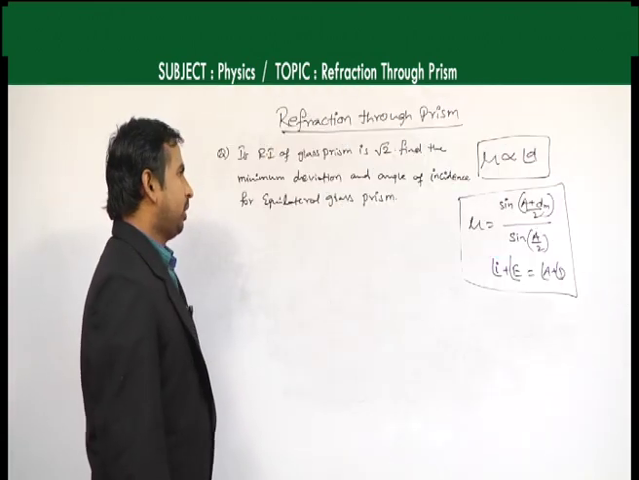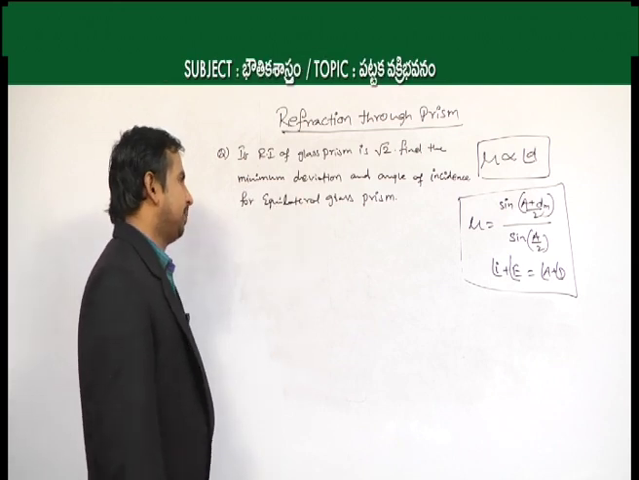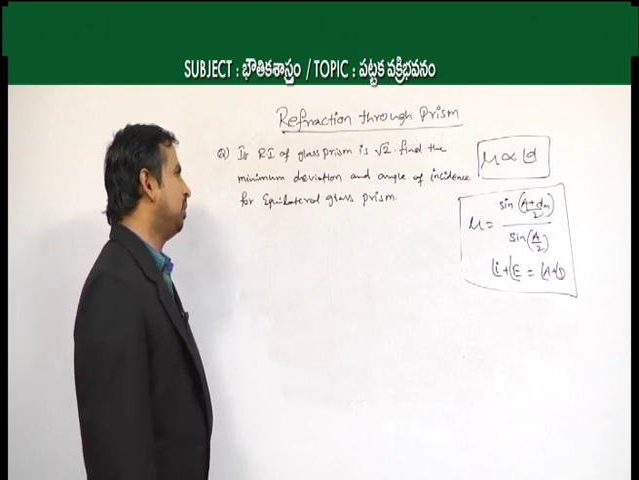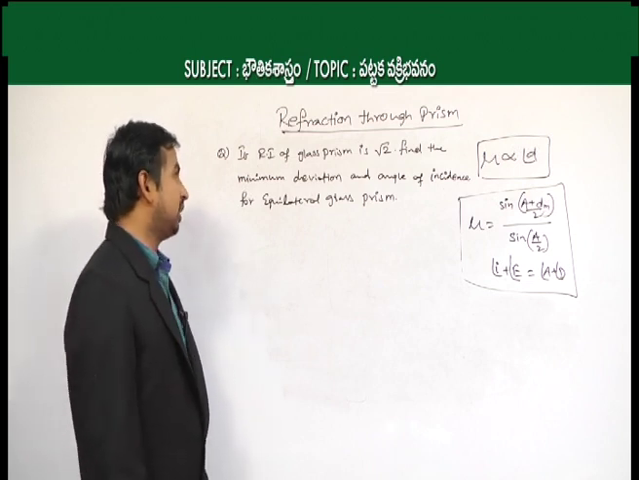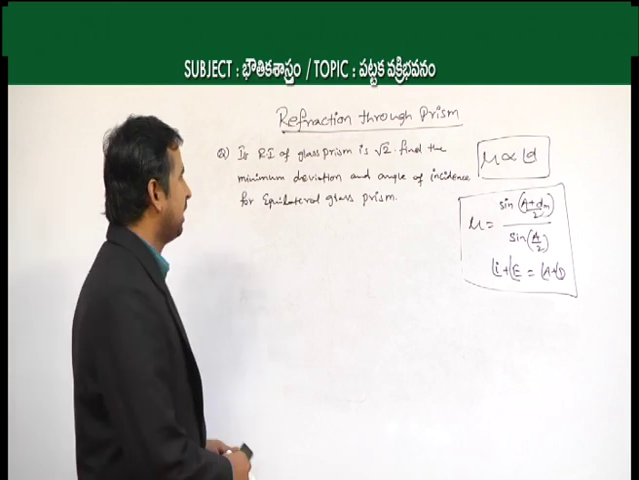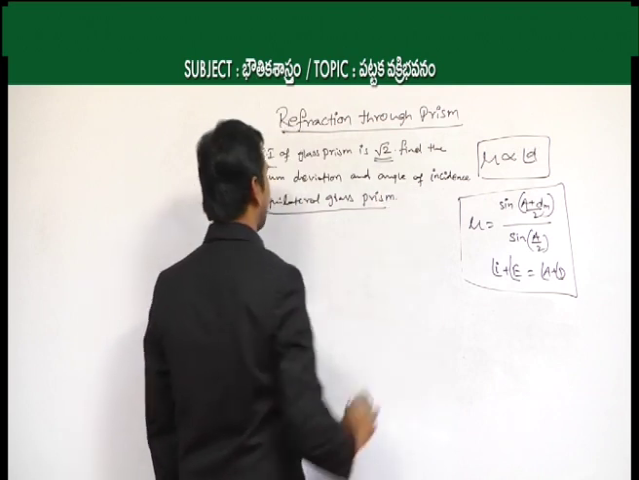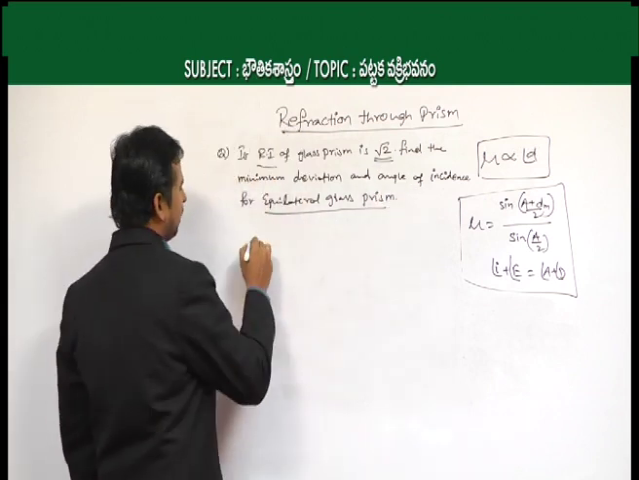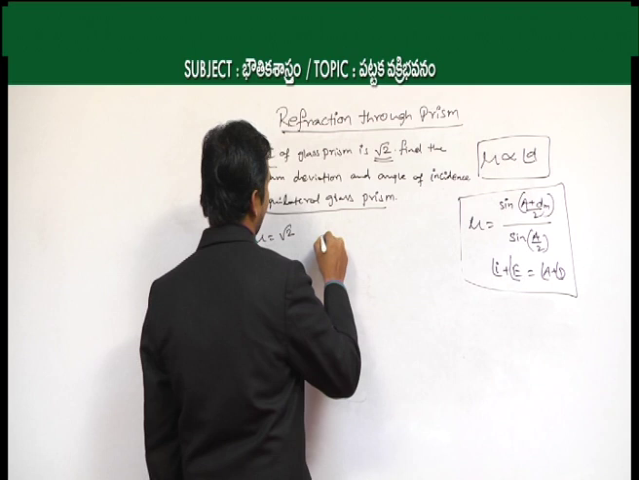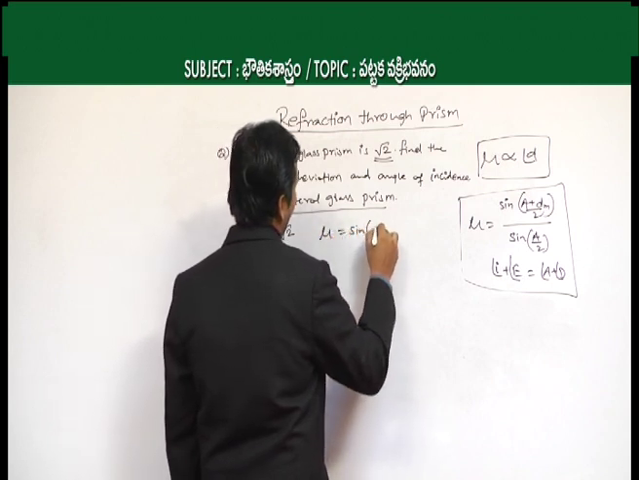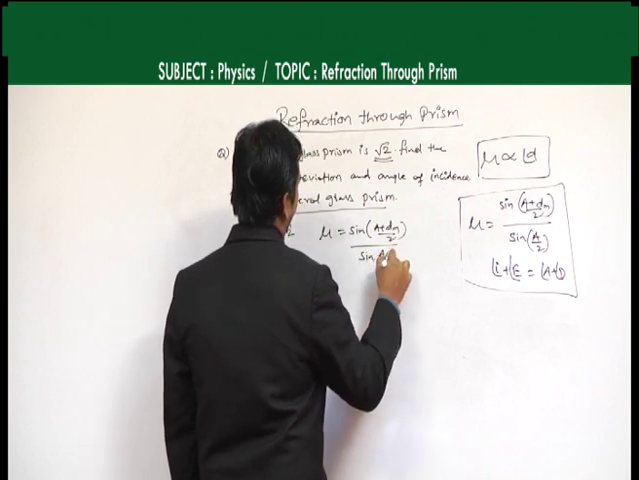Here is one more numerical. If the refractive index of the equilateral glass prism is given as √2, find the minimum deviation and the angle of incidence. So we know that the refractive index of the glass prism is √2, and this is an equilateral glass prism. As mu is equal to √2, and we know that mu is equal to sine of (A plus Dm) by 2 divided by sine A by 2.